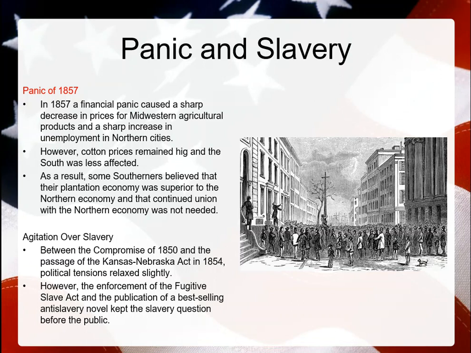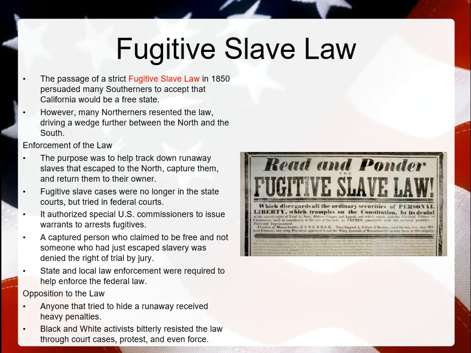You're also going to have more issues on the topic of slavery. Between the Compromise of 1850 and the passage of the Kansas-Nebraska Act in 1854, you're going to see some political tensions relax slightly. However, we're also going to see the Fugitive Slave Act get passed, and that isn't going to go so well. So let's talk about that right now. The Fugitive Slave Act is in 1850.